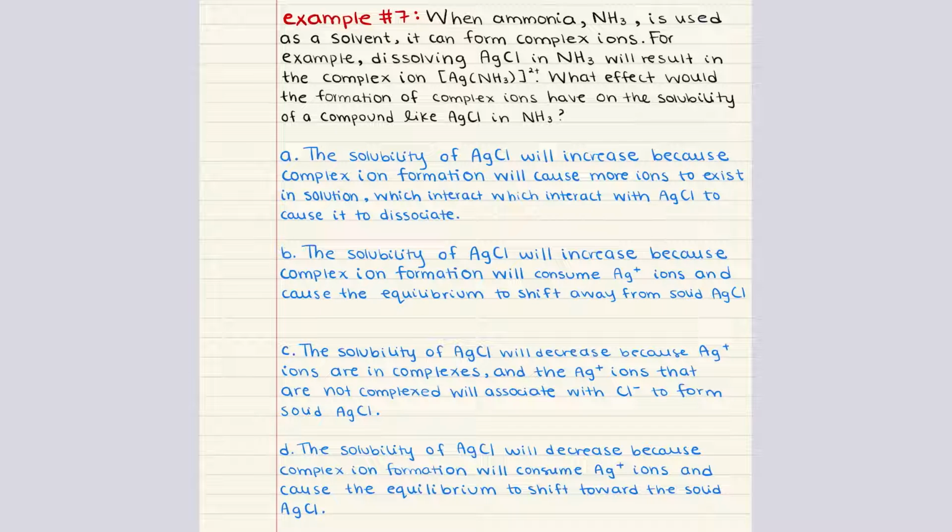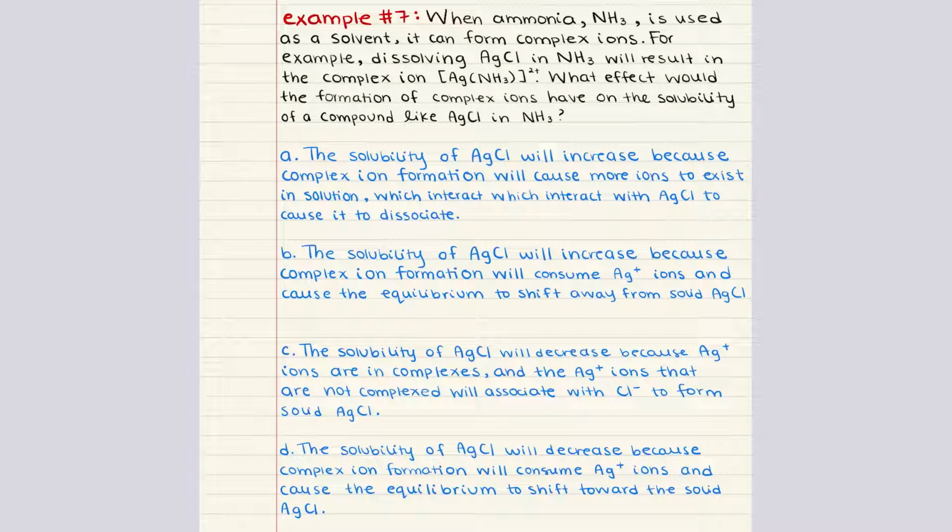Problem 7 says, when ammonia is used as a solvent, it can form complex ions. For example, dissolving silver chloride in ammonia will result in this complex ion. What effect would the formation of complex ions have on the solubility of a compound like silver chloride in ammonia?